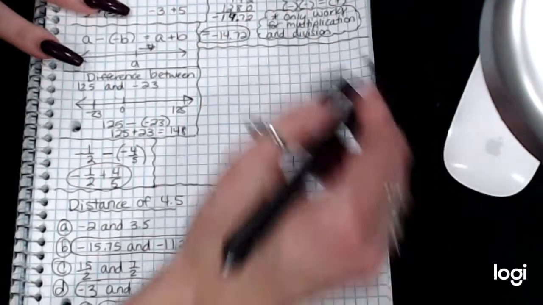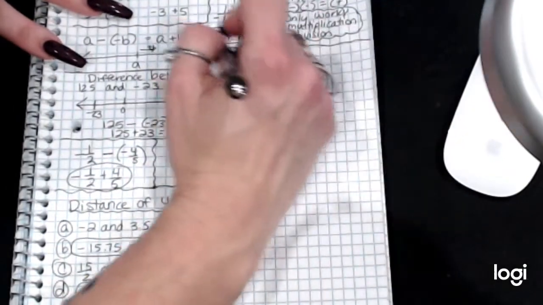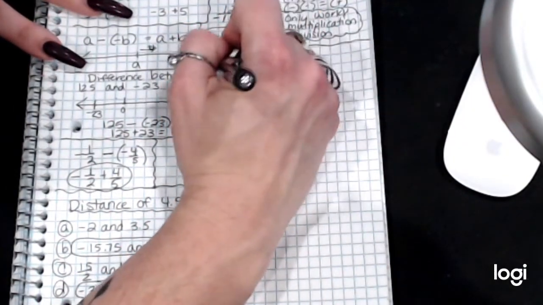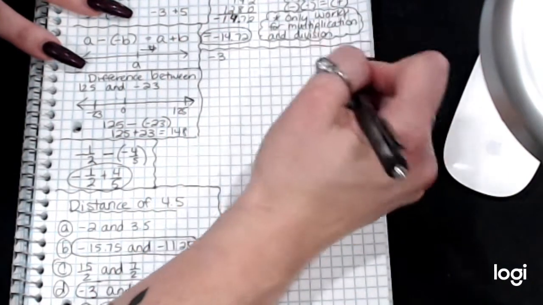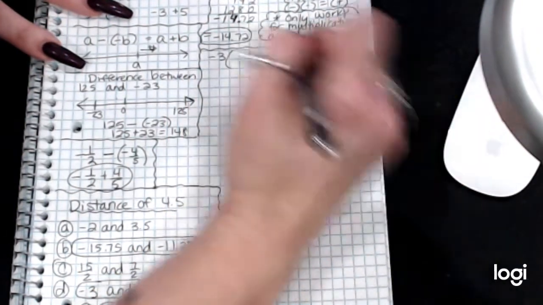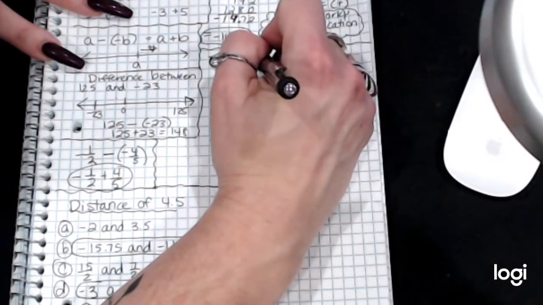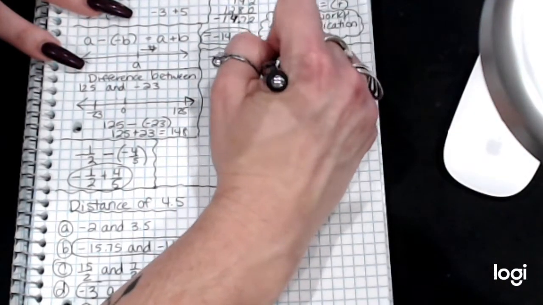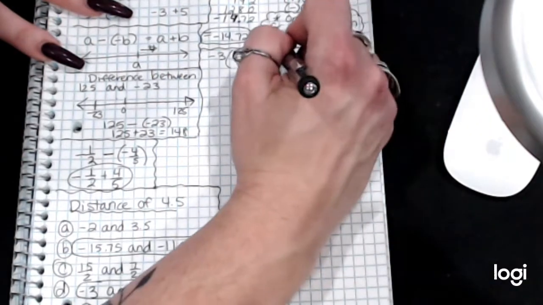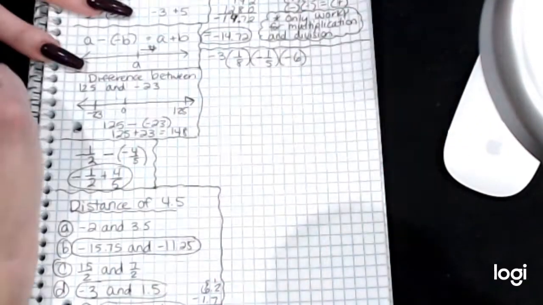This one's going to be super fun. All right. So let's say we've got a problem like this. Negative 3 times 1/8 times negative 1/5 times negative 6.